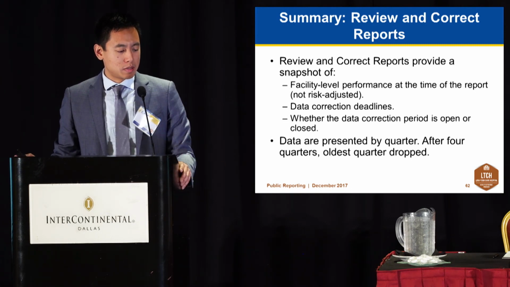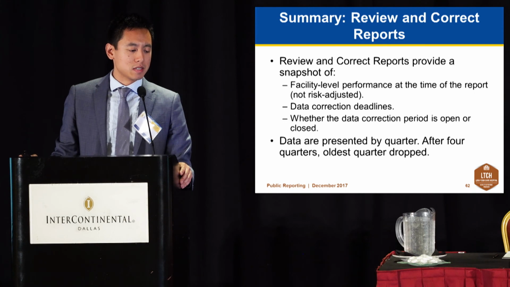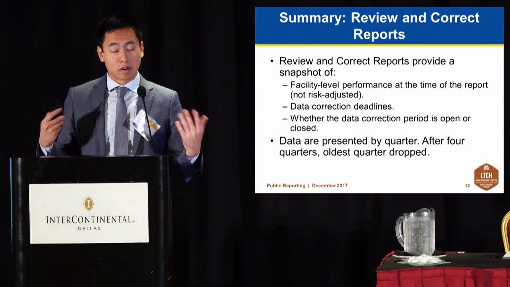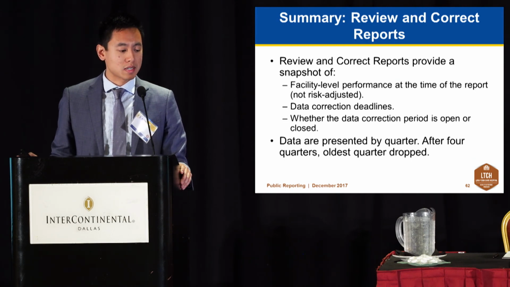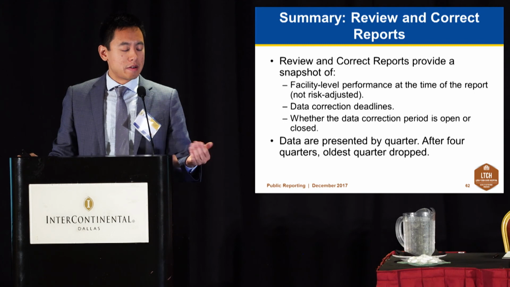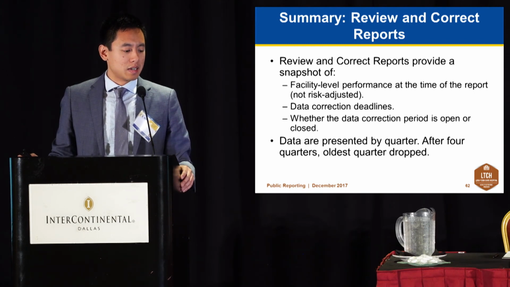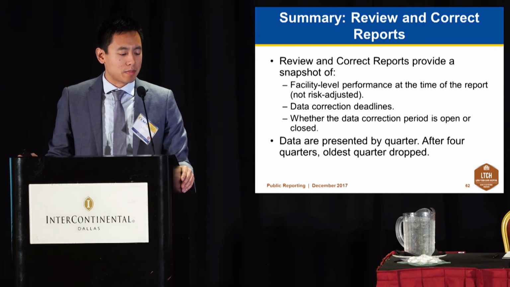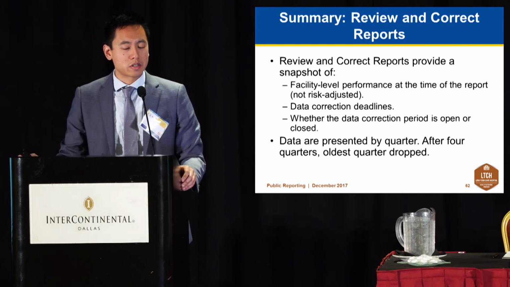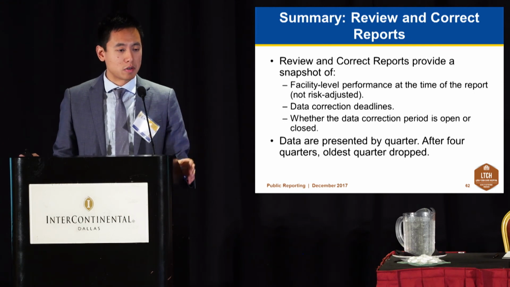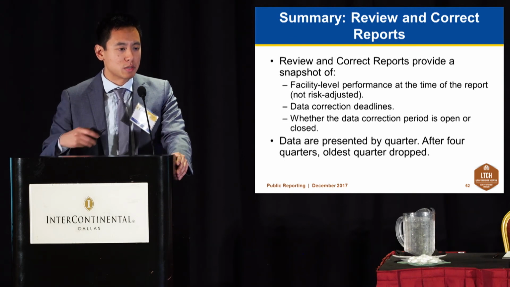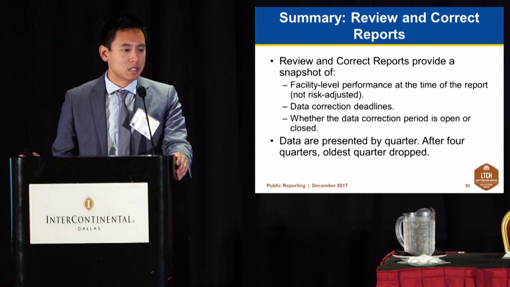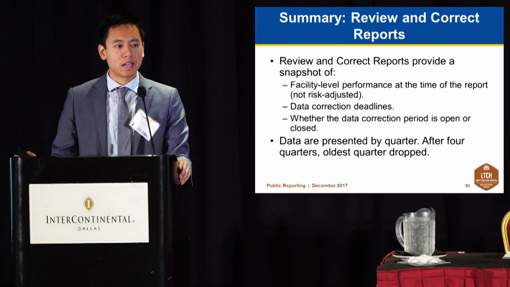So the review and correct reports provide a snapshot of facility level performance at the time of report. So remember, it only contains observed rates and not risk adjusted. It includes your data correction deadlines and whether the data correction period is open or closed. Data are presented by quarter. After 4 quarters, the oldest quarter is dropped. And as you know, there are a few exceptions, such as the functional outcome measure, change in mobility among LTAC patients requiring ventilator support, because it is an 8-quarter measure.